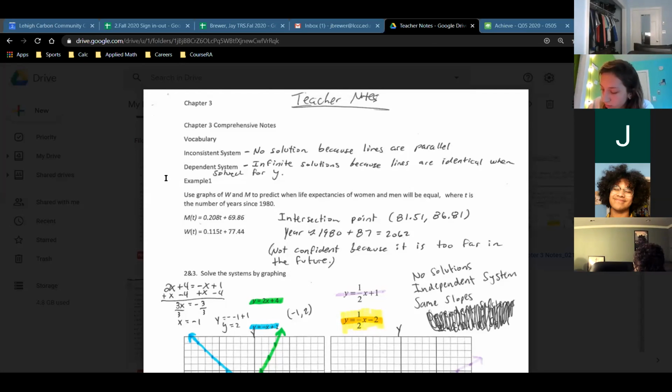An inconsistent system is a system that has no solution because the lines are parallel, which means they're not going to intersect. And then a dependent system has infinitely many solutions because the lines are identical when solved for y. If you have any questions on either of those, please let me know.